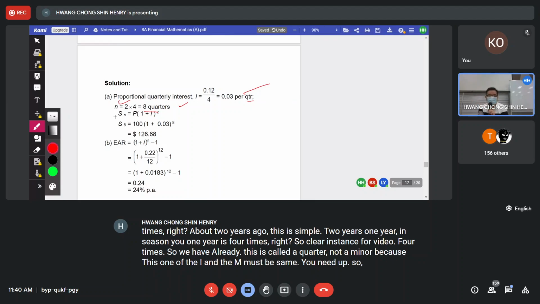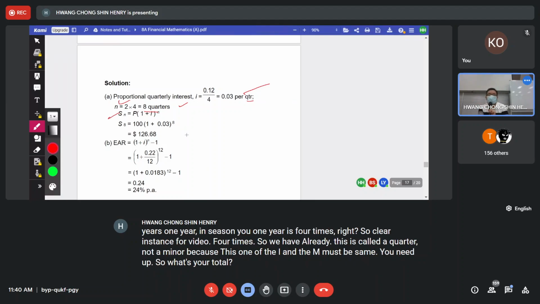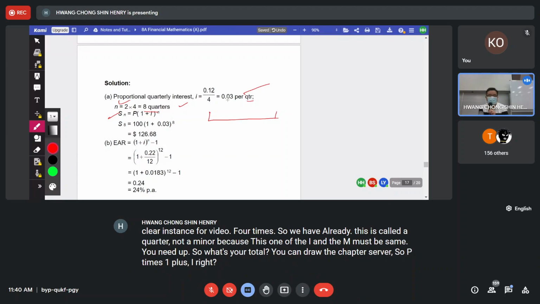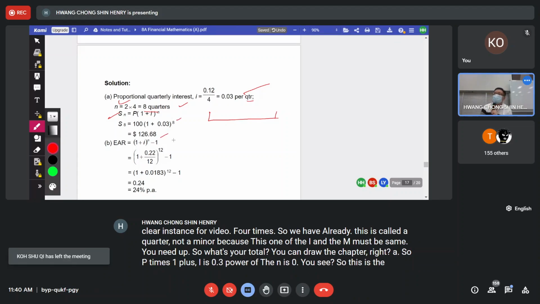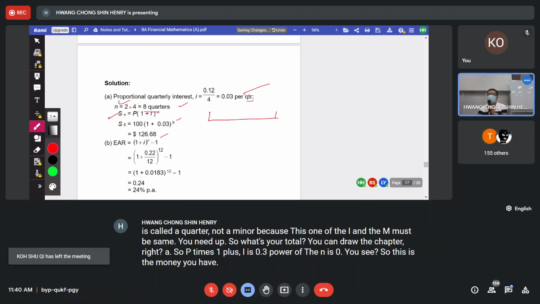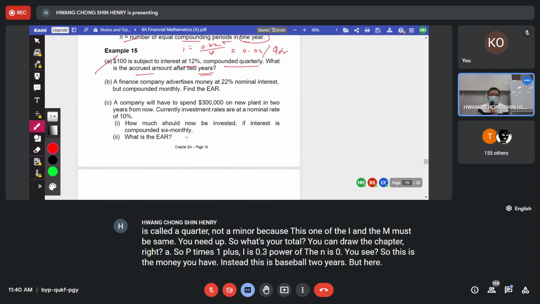So what's your total? You can draw the chart yourself, right? So P times 1 plus I, 0.03, power of 8. See, the N is 8, so this is the money we have. Understand? This is based on 2 years. But EAR is calculated for how long?